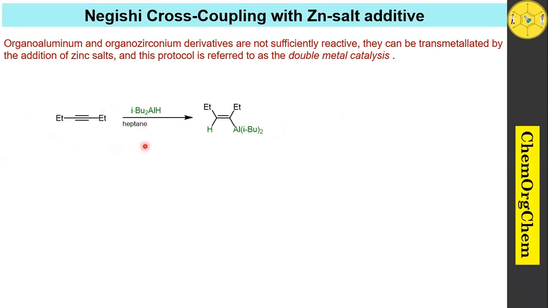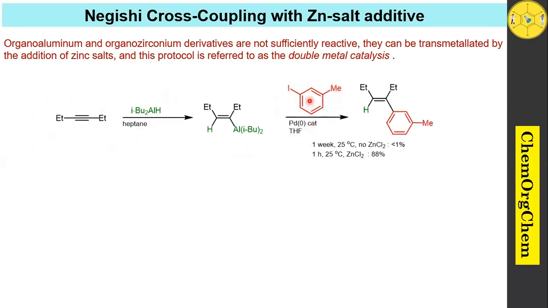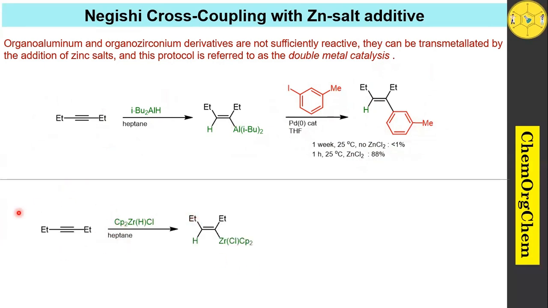When you take this disubstituted alkyne and react it with DIBAL-H, it readily produces the corresponding alkenyl alane species, which then reacts with this iodo compound. Now you note that without the zinc chloride additive, this reaction doesn't happen, but in the presence of zinc chloride, the reaction readily proceeds to produce the corresponding carbon-carbon coupling product. This is another example: when you take the disubstituted alkyne and react it with Schwartz's reagent to produce the corresponding organozirconium compound, which then reacts with zinc chloride in the presence of palladium(0) catalyst with this organobromide compound to produce the corresponding carbon-carbon coupling product.